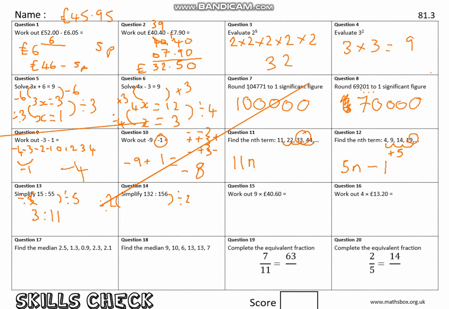So if I half 132, remember we always chunk it in class. So if I half 100, I get 50. If I half 30, I get 15. And if I half 2, I get 1. So therefore the answer would be 66. Okay, so we know that half of 132 is 66. And then a half of 156, half of 100 is 50, plus half of 50 is 25, so I'd have 75, plus half of 6 is 3, so 78.